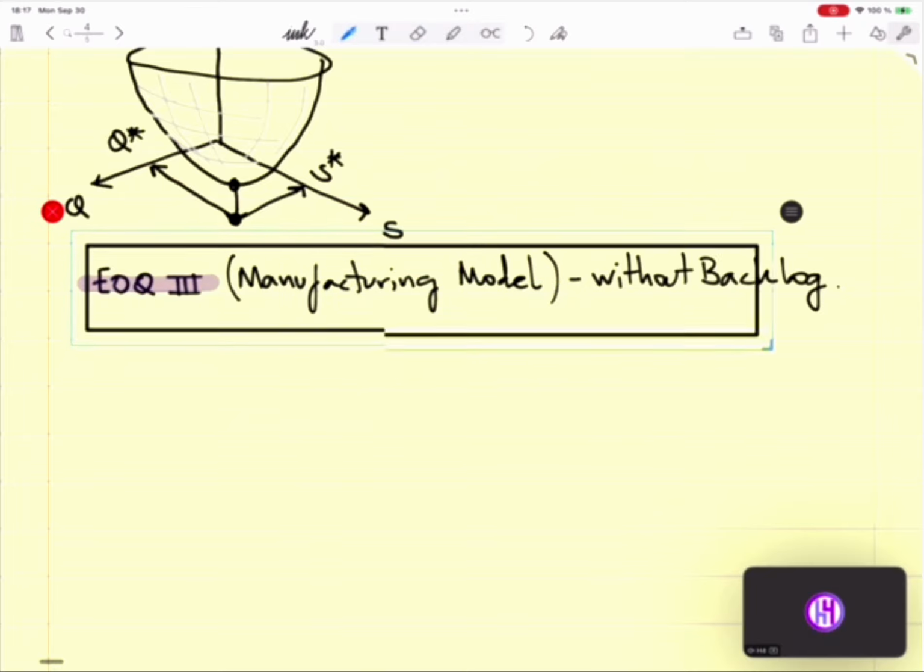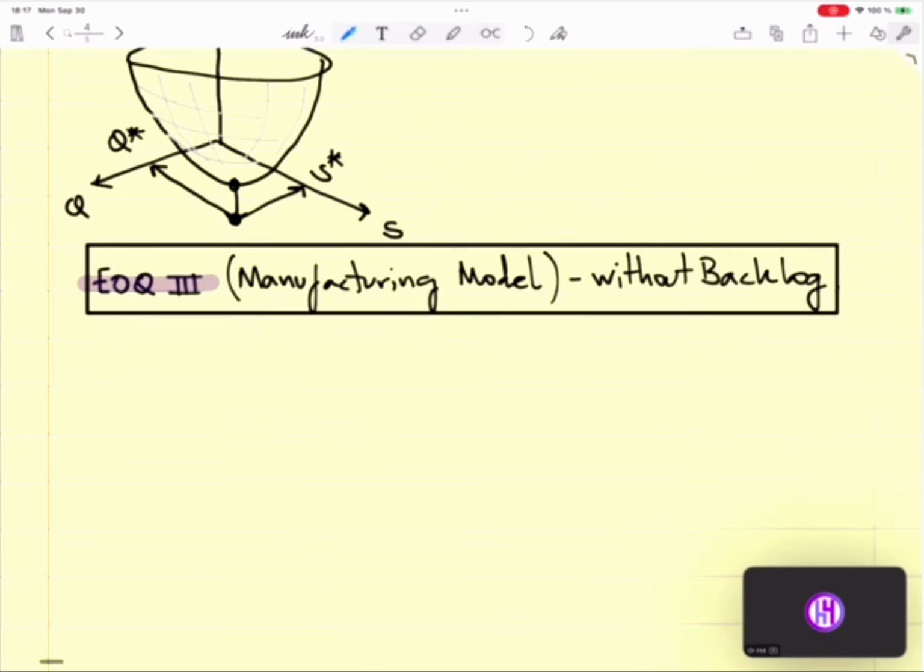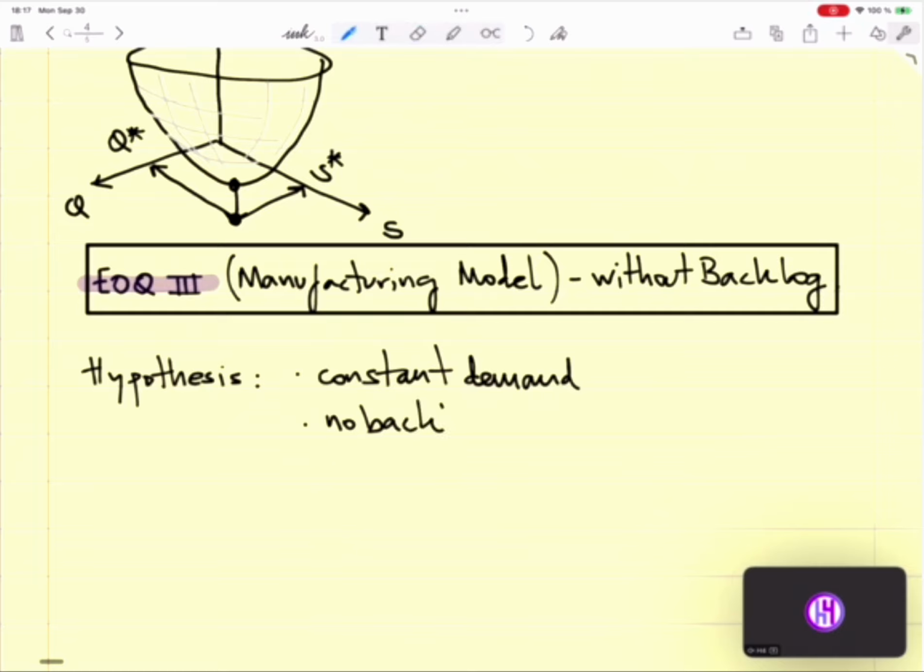And what are the hypotheses? This is important that you remember the hypotheses, because this is what you need to explain in the exam if I ask you. So here we also have constant demand. This is the same for all the models. Here we have no backlog. And here, important, production and delivery are not immediate.